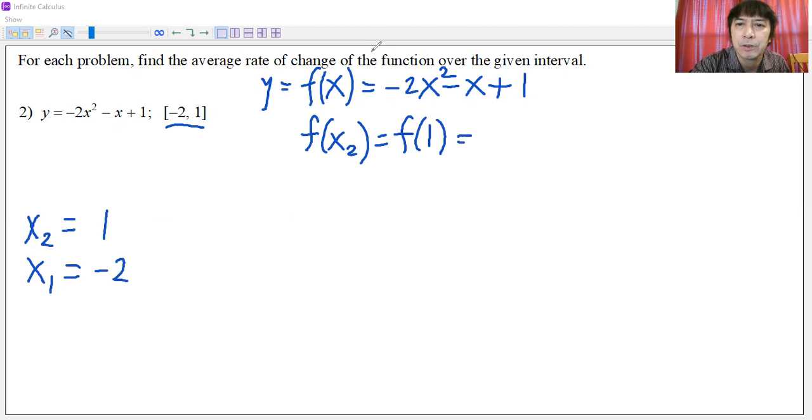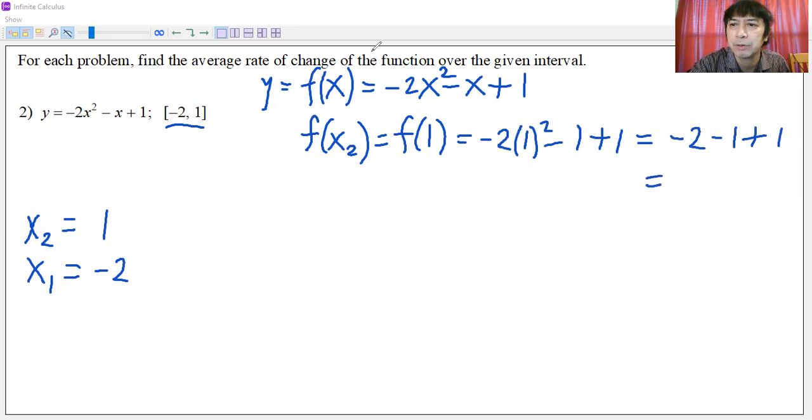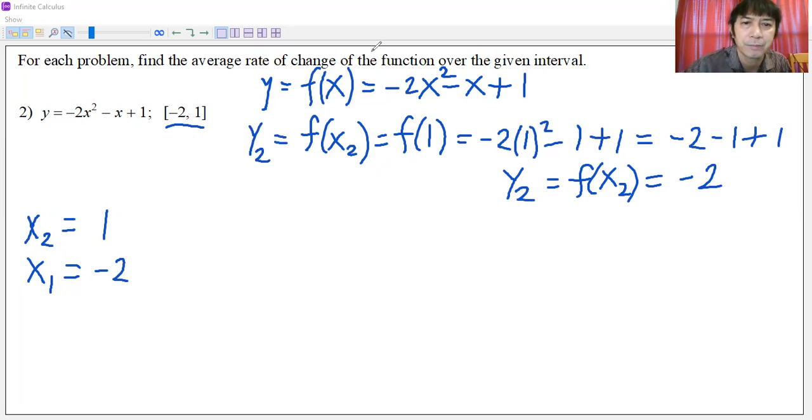All x will be using the value 1. So this is -2 times 1 squared minus 1 plus 1, and this will be -2 minus 1 plus 1. This is simply -2, and this is the value of f of x2, which is actually our y2. Let's compute now our y1.